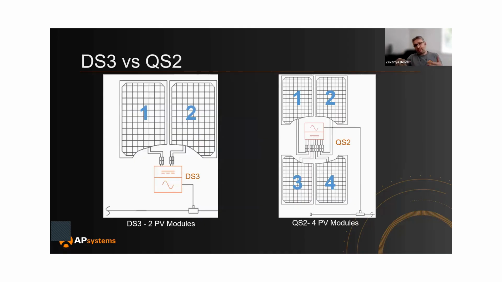Just to illustrate the difference, obviously, the DS3, this is what you've probably been using, takes two modules, but with the QS2, you get four modules.